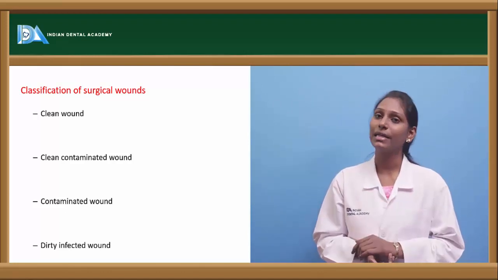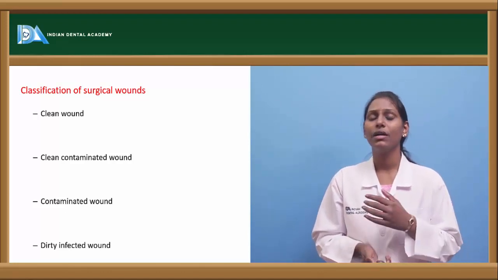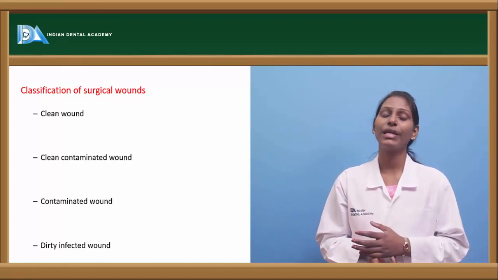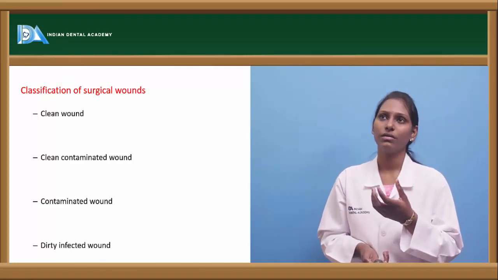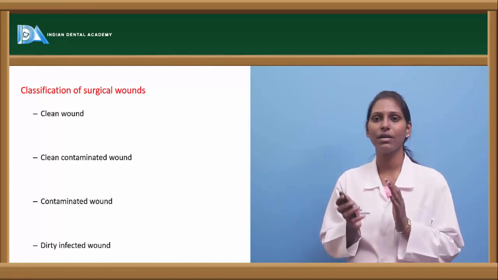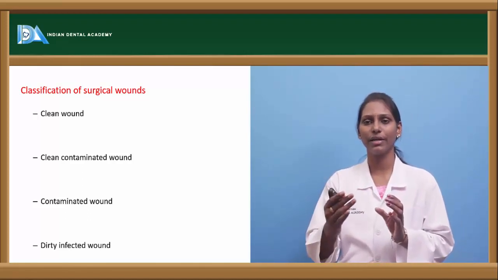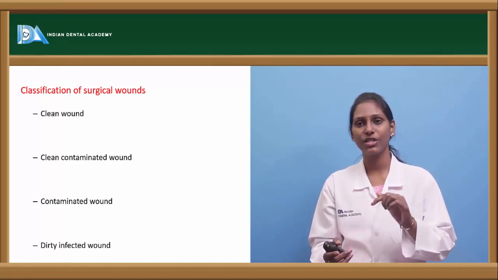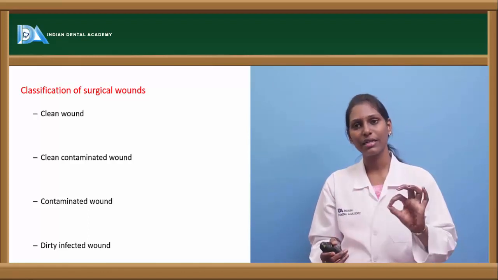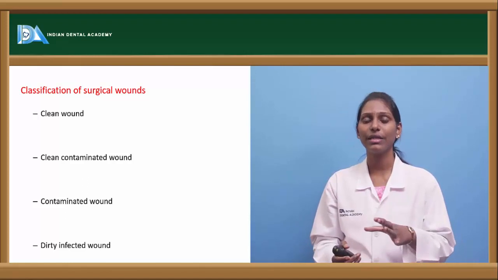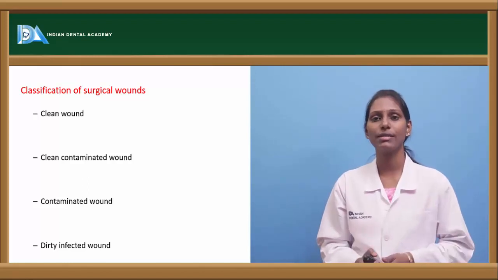We have clean contaminated wounds. For example, in case of incision and drainage, what happens? It is already an abscess where there is pus collection at some place, and also an ulcerative lesion around it. So when we are giving an incision, it is actually a clean incision but also has contaminated pus microorganisms in that area.